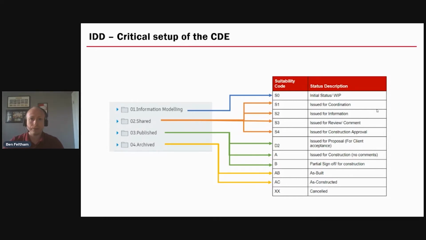We also use it when we're federating information, and we know what may change, what might not change, and what has changed. So that's a big piece. I think it's the forgotten part of ISO, and particularly in the construction process it's probably the most important piece: that suitability and status coding.